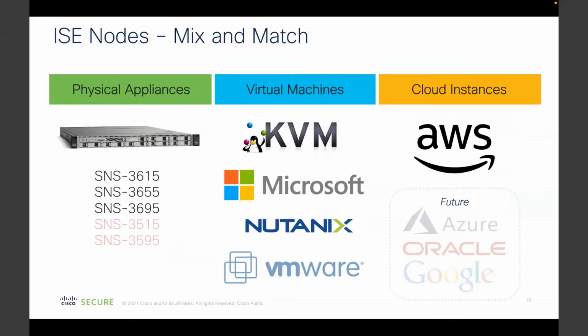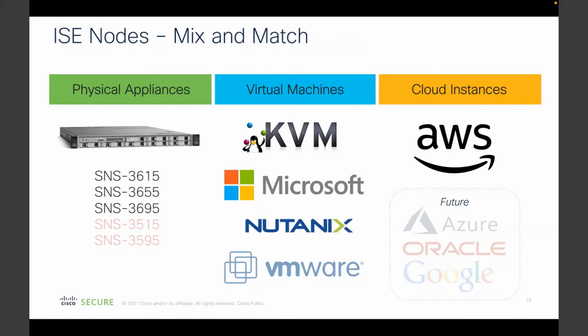And I would even note that if you have the SNS 3515 appliance and you are thinking of upgrading to ISE 3.1, which is our latest release, know that the SNS 3515 is not supported anymore. It does not have enough resources for the ISE 3.1 release. So just be aware of that, that you would potentially want to upgrade that before moving to ISE 3.1.